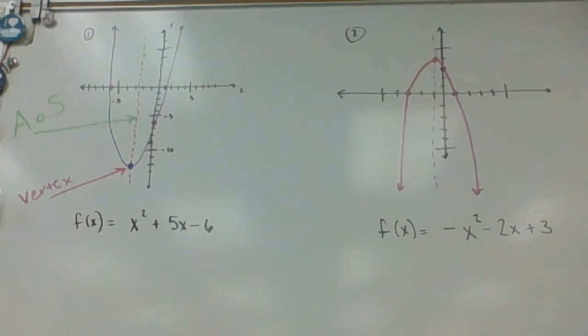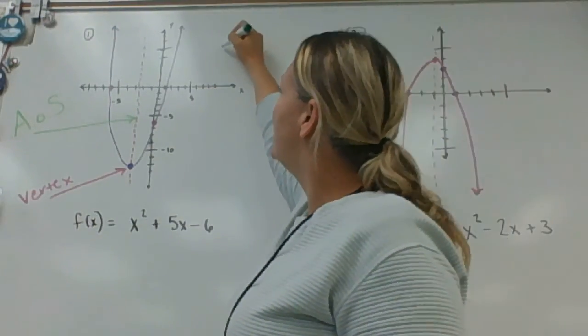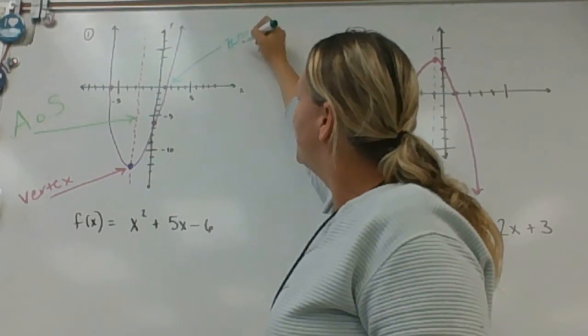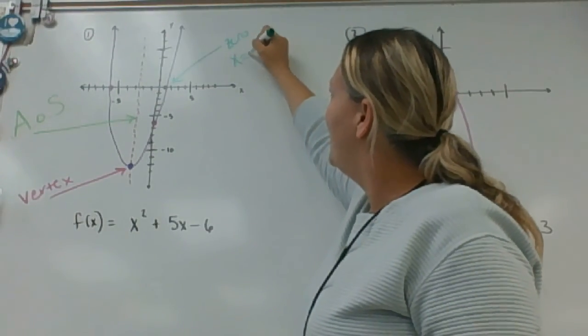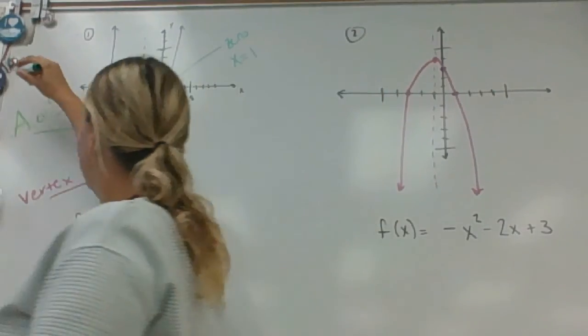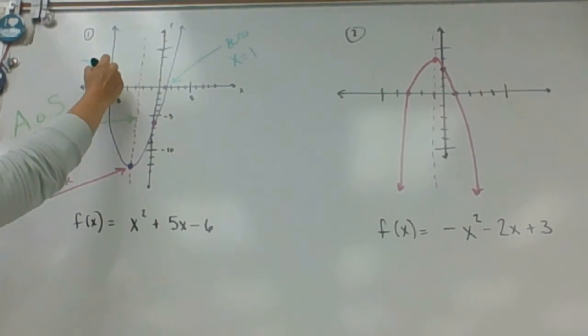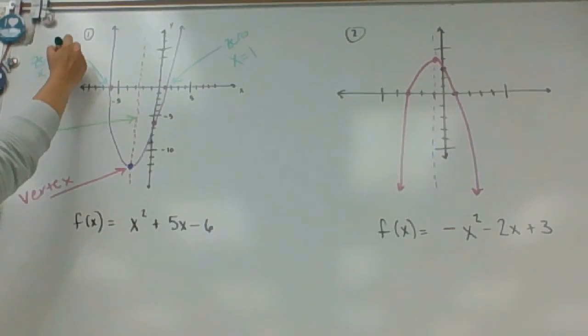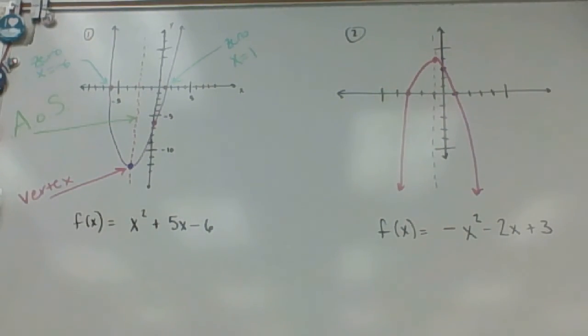Oh, is it the ordered pair where both of the intercepts? Yes, that's how you do it. The X-intercepts are zeros. There's a zero at X equals 1, and there's a zero at X equals -6. So as a reminder, and I'll write this here, X-intercepts are called zeros.